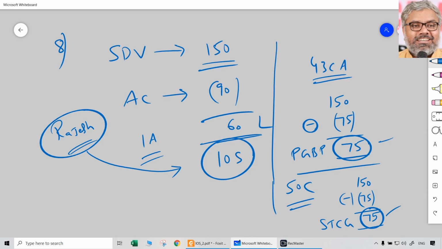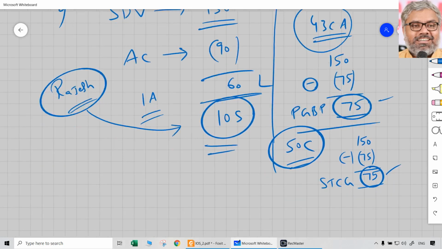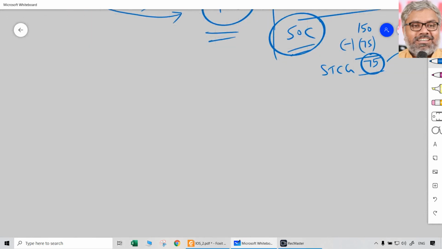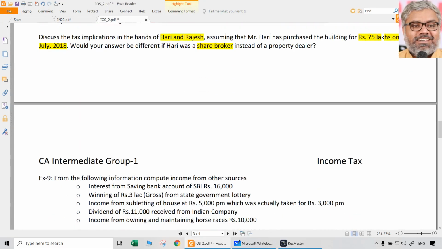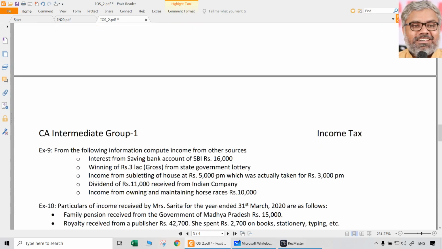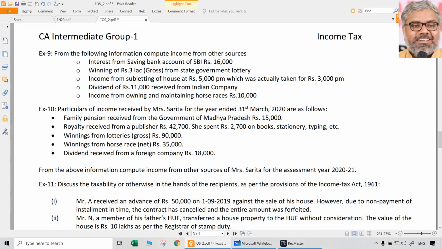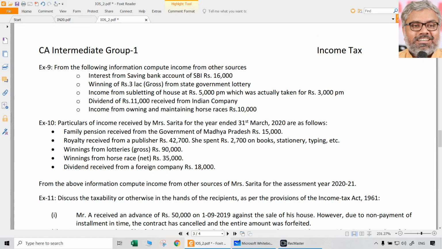Only thing is, if it was stock-in-trade for him, it would be taxable as PGBP under 43CA. If he was not a property dealer, then it would be taxable in the hands of Hari as short-term capital gain as per 50C. For Rajesh, there is no change in the position. Always 60 lakhs rupees would be taxable under the income from other sources head. That's it. Very interesting and important type of question. Such questions can be expected in the exam also. Case-based questions. Now let us continue this discussion.